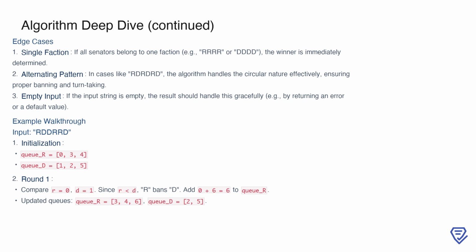In the initialization step, the indices are placed into their respective queues. q_r contains 0, 3, 4, and q_d contains 1, 2, 5. In the first round of the simulation, we compare the first indices from each queue, r equals 0 and d equals 1. Since r is less than d, the radiant senator at index 0 bans the dire senator at index 1. The radiant senator's updated index, 0 plus 6 equals 6, is added back to q_r. After this round, the queues are updated as follows: q_r equals 3, 4, 6, and q_d equals 2, 5.